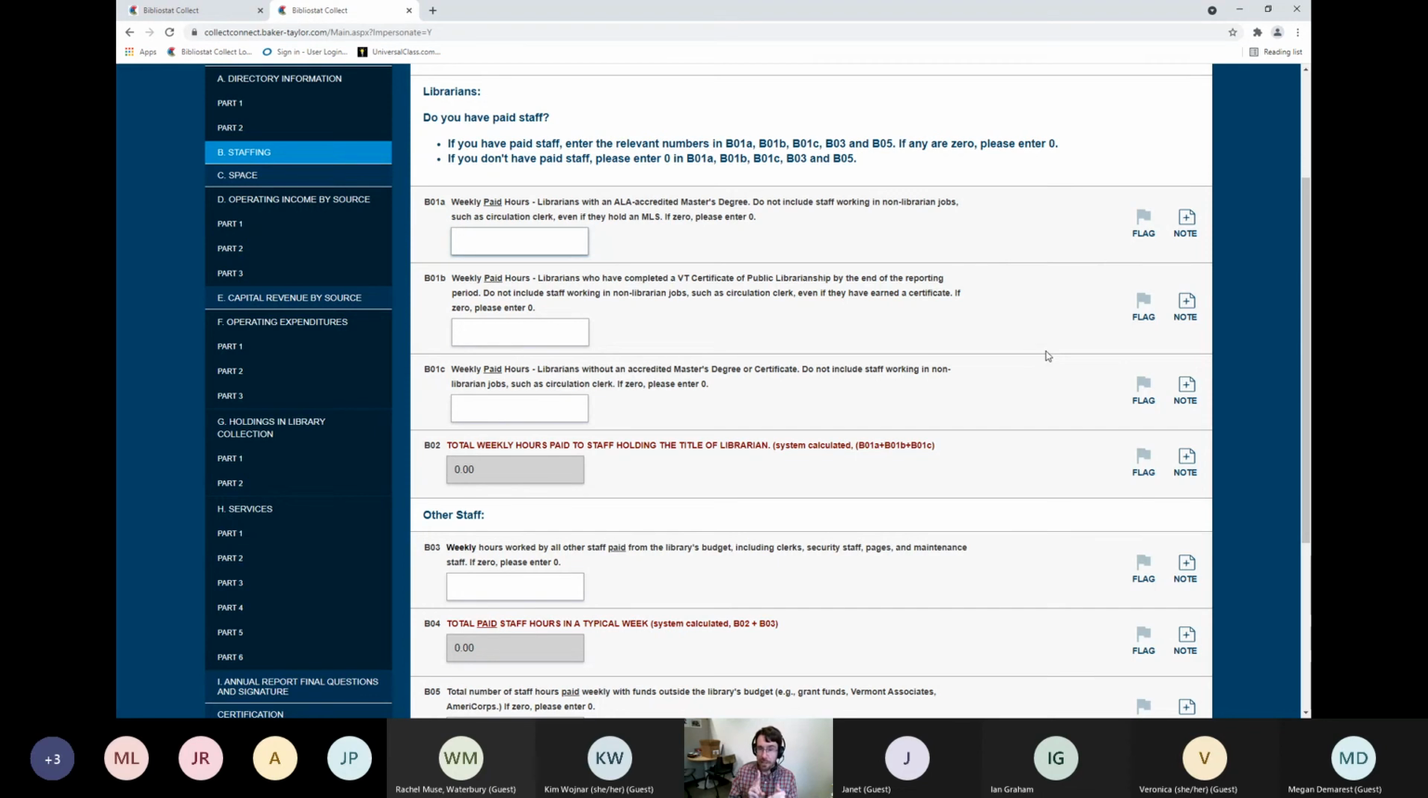That's category 1. Category 2 are librarians who don't have an MLS, but do have a certificate of public librarianship through the department. So they would be in category 2. Category 3 are librarians who do not have a master's degree, a master's library degree, or a certificate. If they have a master's in something else, or if they have any other background, they want to go in that 3rd category. So again, we're looking for the weekly hours that they have for this, weekly paid hours.